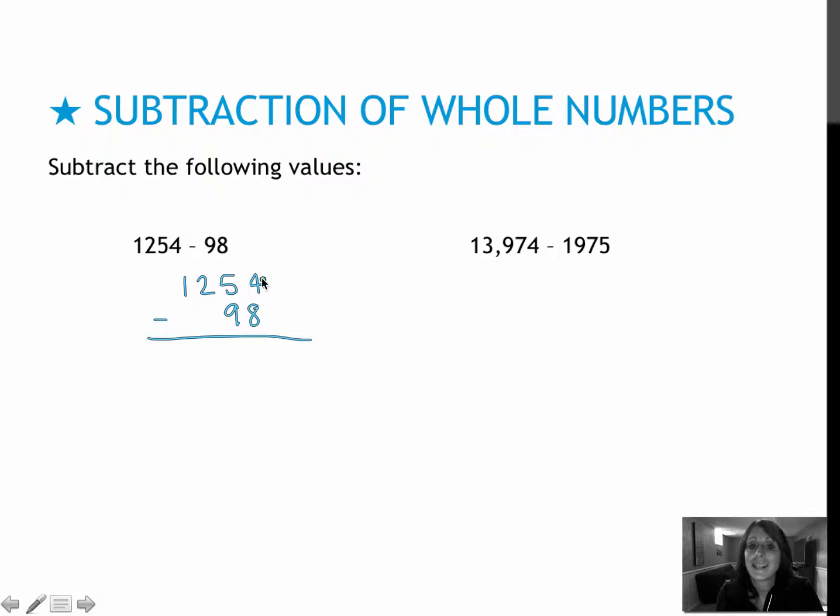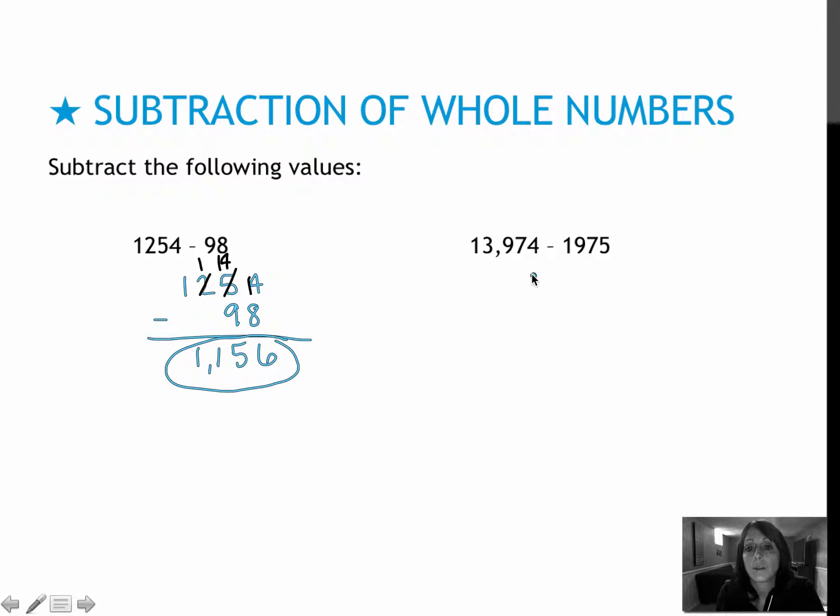4 minus 8, I cannot take 8 away from 4, so I'm going to have to borrow to turn that 5 into a 4 and add the 1. So now I have 14 minus 8, which is 6. Now I have 4 minus 9. Again, I can't take 9 away from 4, so I'm going to have to borrow again. So 2 turns into 1, and 4 turns into 14. Now 14 minus 9 is 5. 1 minus nothing is 1, and 1 minus nothing is 1. So there's my answer, 1,156.